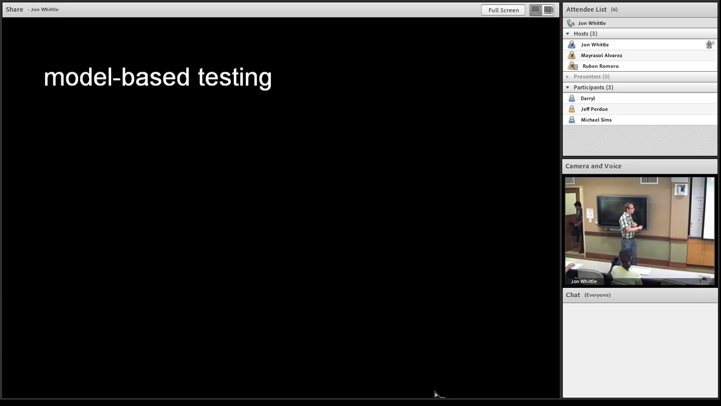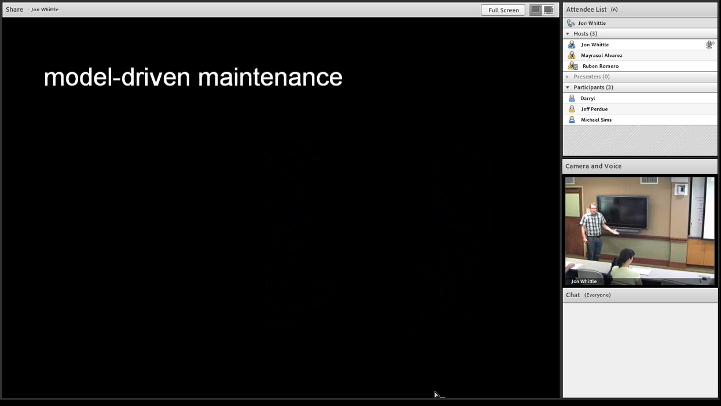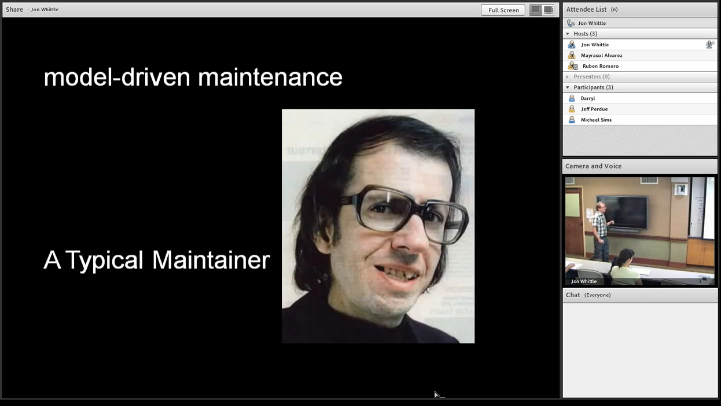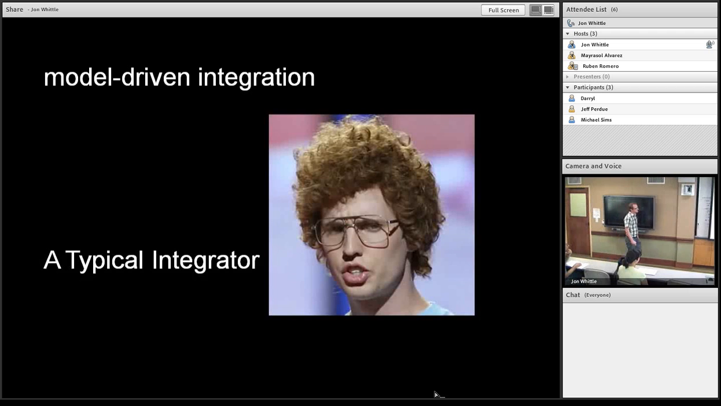People in all branches of software engineering started becoming model-based. In the testing world, people started getting excited about model-based testing. So this is perhaps what a typical tester might look like. People doing maintenance became model-driven. They said, let's use models to control the way that we maintain our software systems. And this is what a typical maintainer might look like. People doing integration said, we can take multiple systems that weren't designed to work together, put models in the middle, and everything will work really well. And this is what a typical integrator might look like.